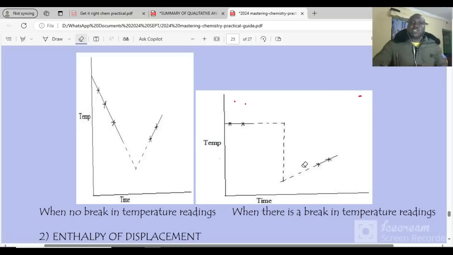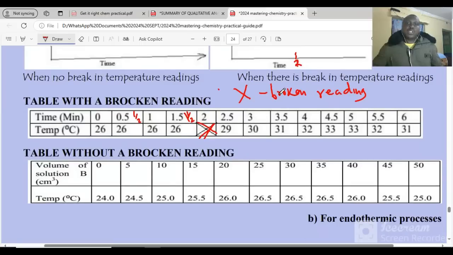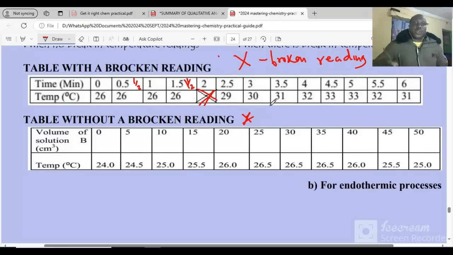Now I've finished talking about the broken table. Now let us look at the other table, which is not broken. The table which is not broken. Now, the table without a broken reading. This is the table.